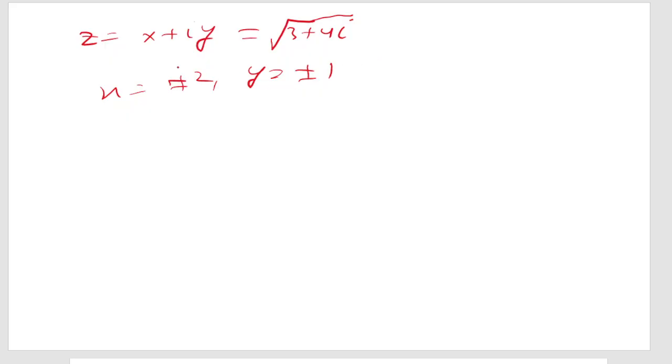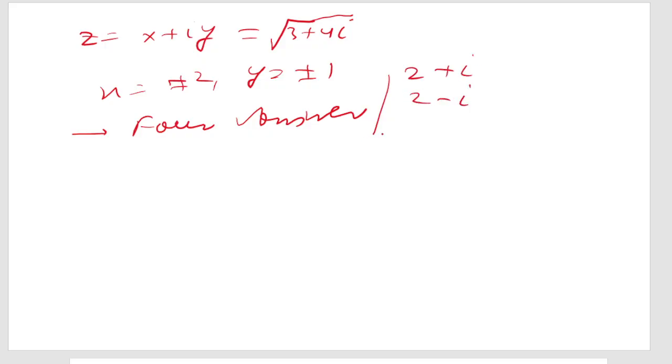So that means there are 4 combinations possible. So it appears that it has 4 answers. Taking what are the possibilities? 4 answers means either 2 plus i, or 2 minus i, or minus 2 plus i, and minus 2 minus i. It appears that there are 4 answers.